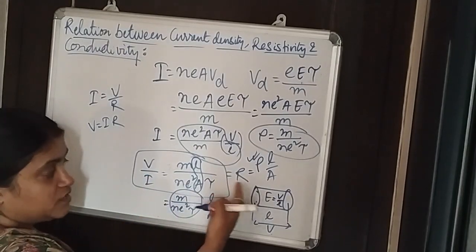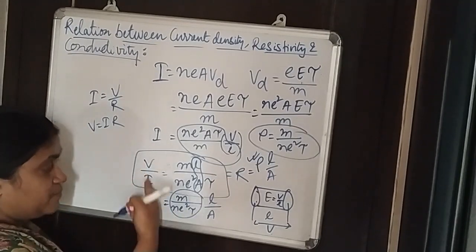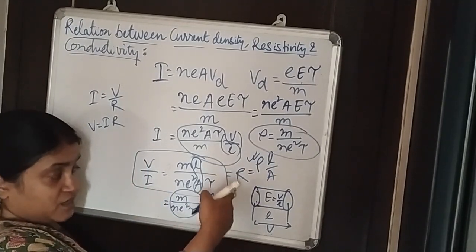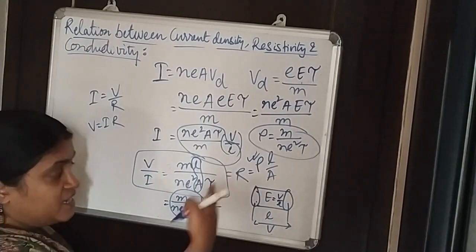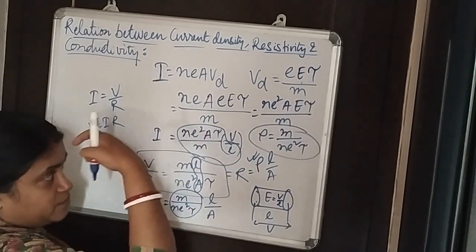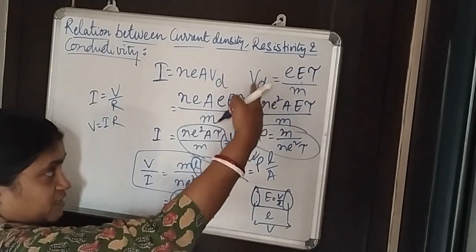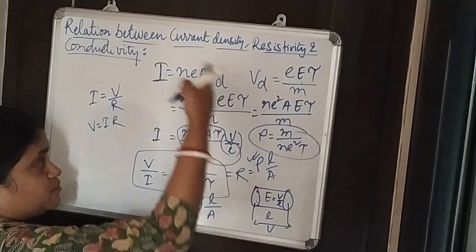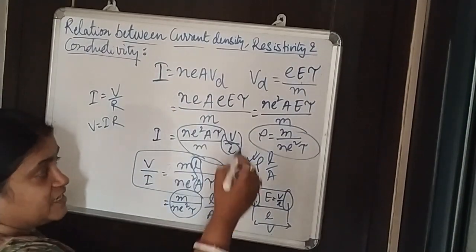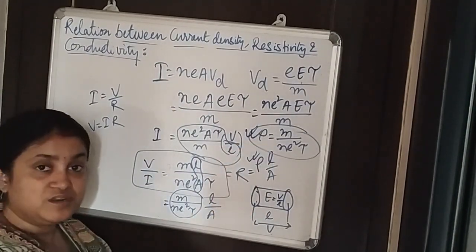From there we know that resistance is V by I, and from the laws of resistance we know that R is rho L by A. Applying this with the drift velocity formula and with the expression of I, we get the expression for resistivity.